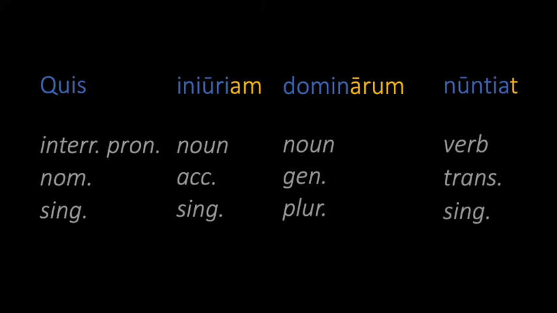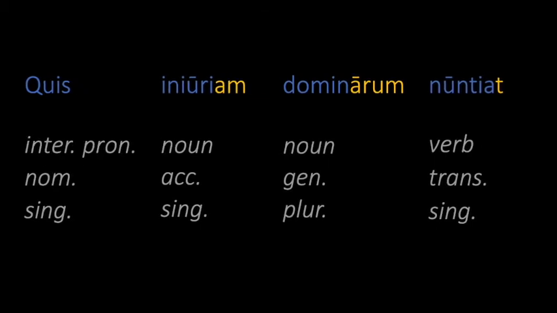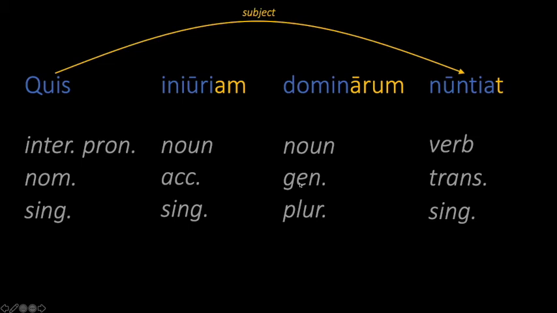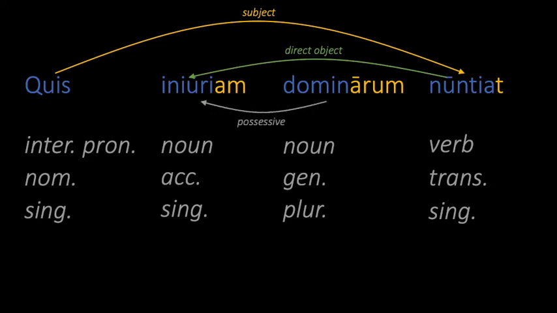Now let's look at the relations. We have a third person singular pronoun. Note that all interrogative pronouns are third person in the nominative, which agrees with the third person singular form of the verb. So quis is the subject of nuntiat. Nuntiat is transitive, so it wants a direct object, and we find a noun in the accusative, injuriam, to fill that role. Dominarum is the genitive plural, is right next to injuriam, and makes the most sense in the possessive relation to that noun. Now that we have all the relationships worked out, we can fill in the meanings.